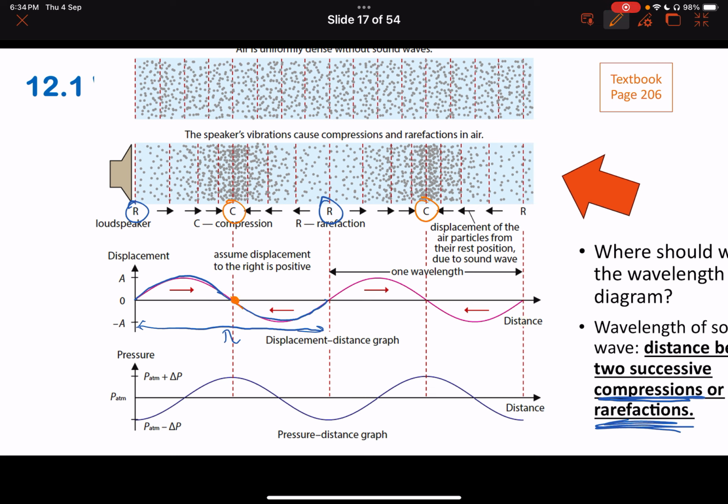So I draw it here. You could also tell from here. These two points are in phase, so this gives you the lambda as well. It gives you the same value.